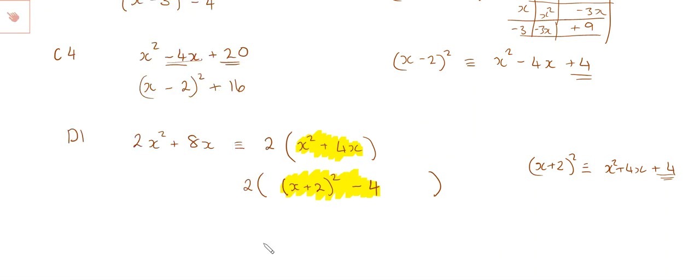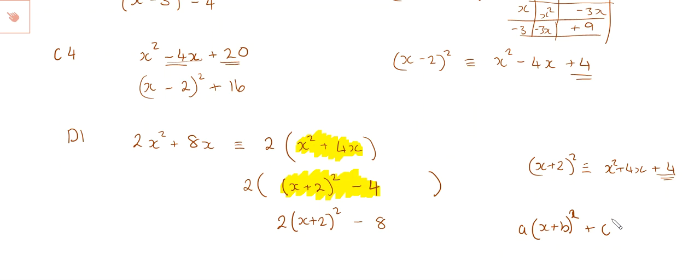Well, now I reintroduce that 2, and it becomes 2 lots of x plus 2 squared minus 8. Can you just leave it as the one above it? No. I'll tell you why, because in the question it says you must write it in the form a times x plus b squared plus c.